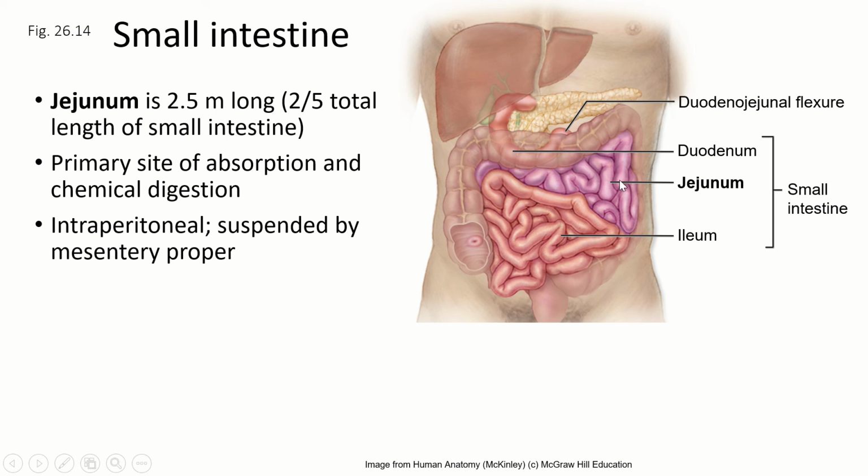Jejunum does a lot of absorption and chemical digestion. Tons of secretion, tons of absorption. It is intraperitoneal. It is suspended by the mesentery.